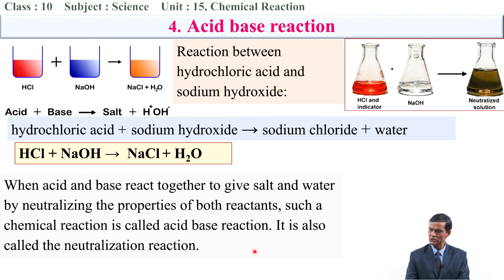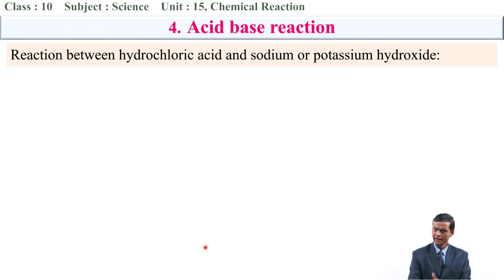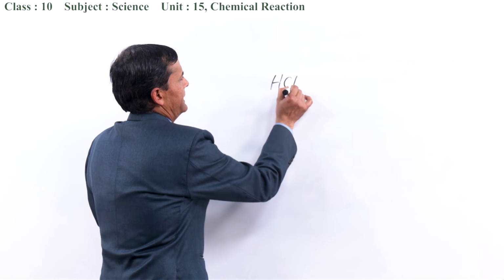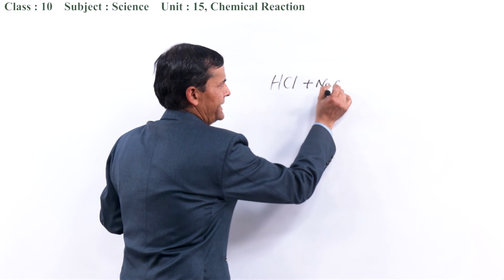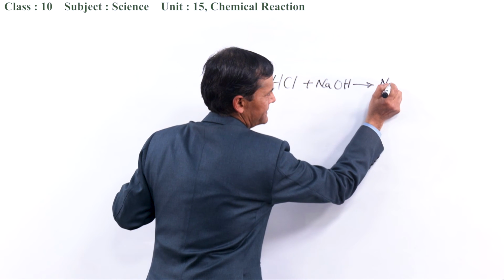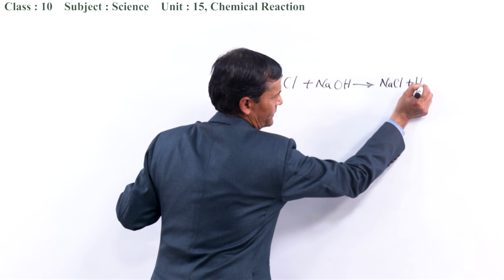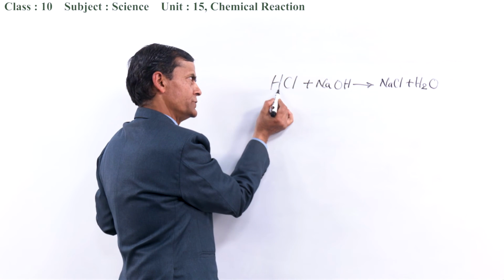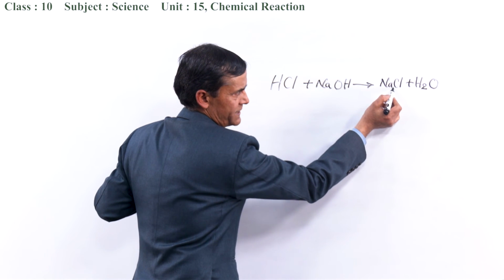In other words, it is also called neutralization reaction. Let's see another example: reaction between hydrochloric acid and sodium or potassium hydroxide. You can use any hydroxide, sodium hydroxide or potassium hydroxide. You can make the reaction like this: HCl plus NaOH. What will be the result? Result will be NaCl plus H2O, isn't it? Hydrochloric acid plus sodium hydroxide, sodium chloride plus water.